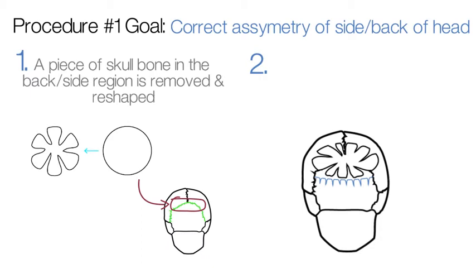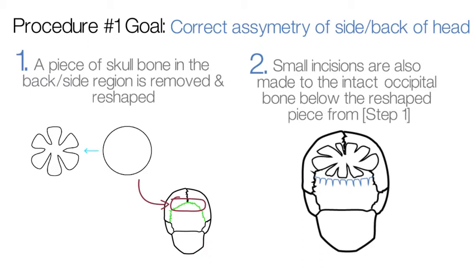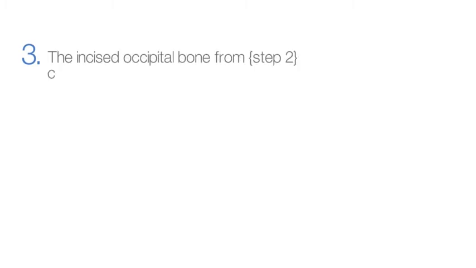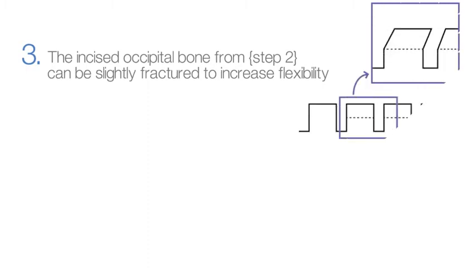Then, small incisions can also be made in the intact occipital bone below the reshaped piece from step 1. This also contributes to a smoother and more symmetric back of the head. Next, the cuts into the occipital bone that were just made can even be slightly fractured to allow for more curvature and less resistance.